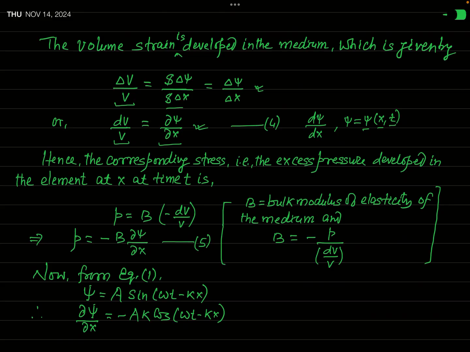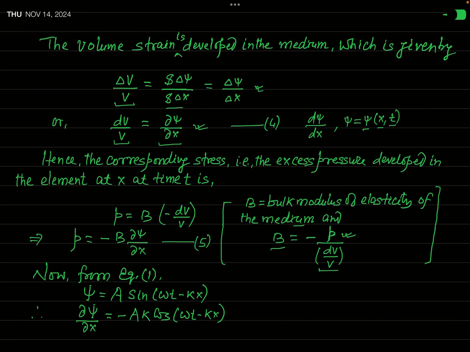Now, if B is the bulk modulus of elasticity of this medium, then how is this B defined? It is defined as bulk stress divided by bulk strain. If you assume that this small p represents the excess pressure, that excess pressure is actually the measure of bulk stress. So in place of bulk stress, I have written here a small p, which represents the change in pressure or excess pressure. And this dV by V, this is the bulk strain.